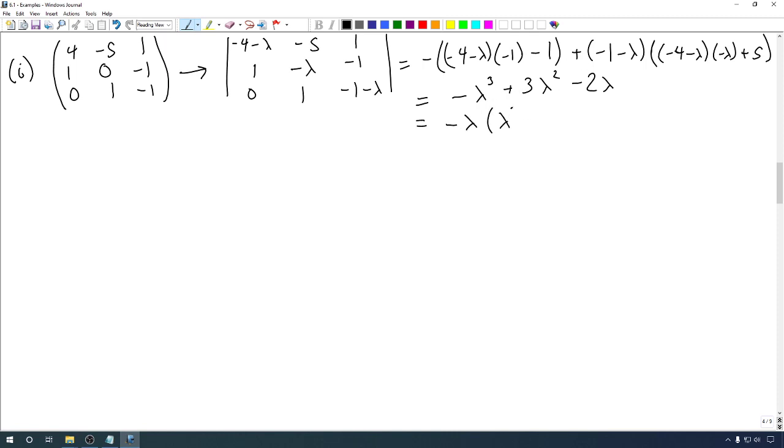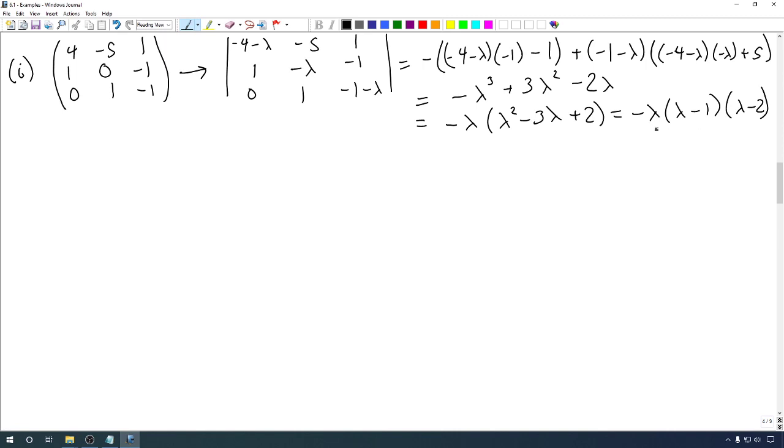So that's going to be now lambda squared minus 3 lambda plus 2. And then hopefully you can see that we can factor this. So we need two numbers that multiply to 2 but add to negative 3. Overall, we're going to get negative lambda times lambda minus 1 times lambda minus 2. So we have 3 eigenvalues here. And that's normally what's going to happen when you have a 3 by 3 matrix. So we have 0, 1, and 2 as our eigenvalues.